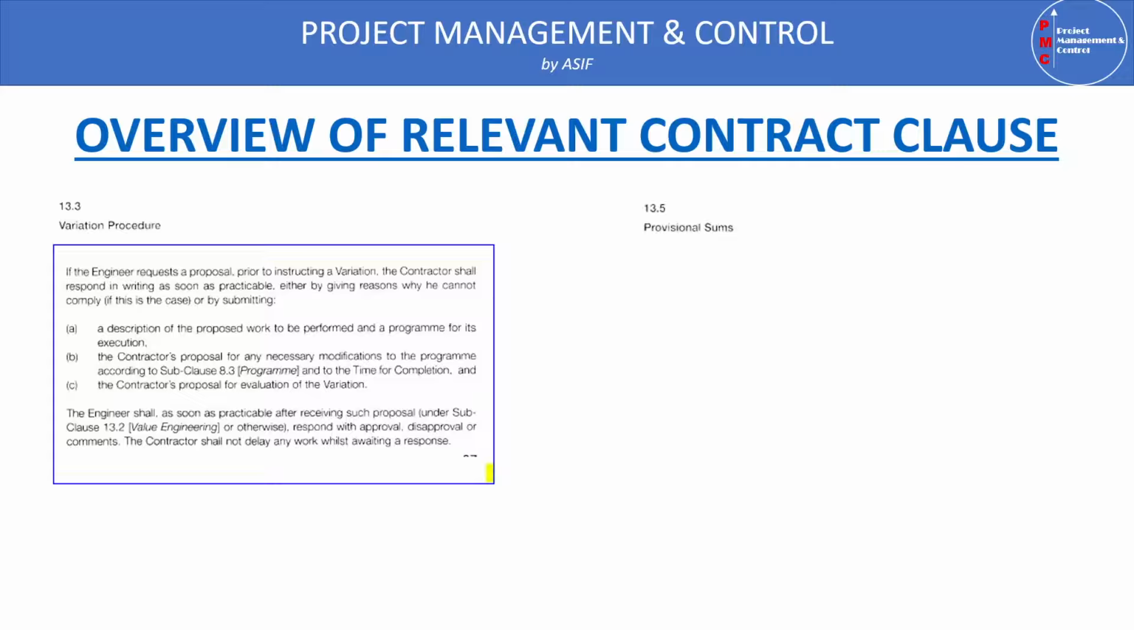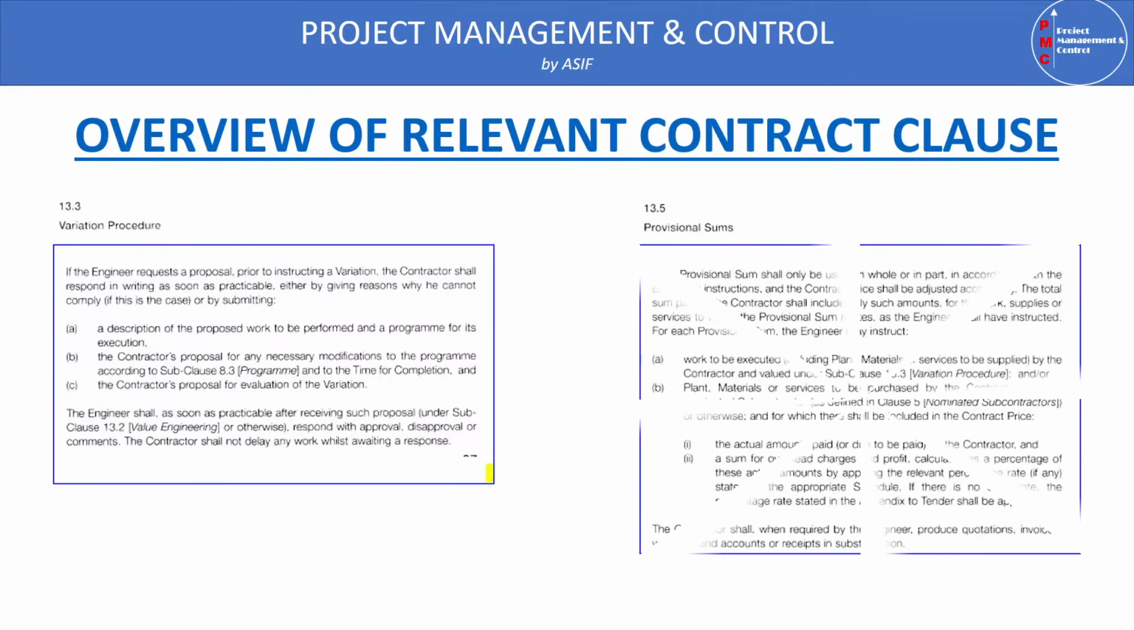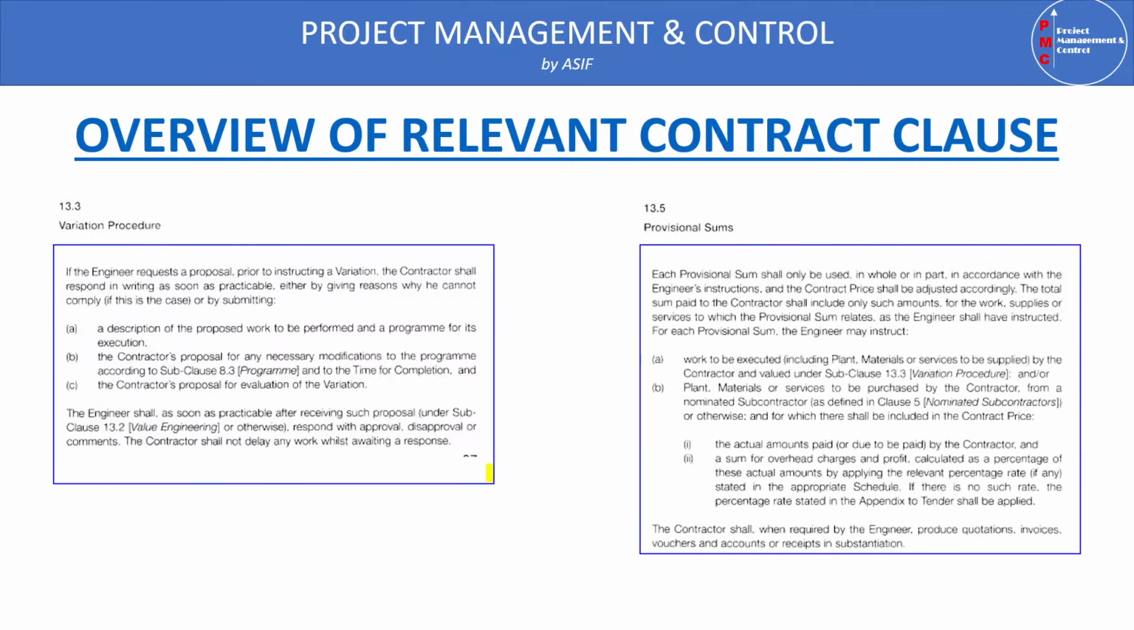The other clause is 13.5, which is provisional sum. Provisional sum states that each provisional sum shall only be used in whole or in part in accordance with the engineer's instruction, and the contract price shall be adjusted accordingly. The total sum paid to the contractor shall include only such amount for the work.